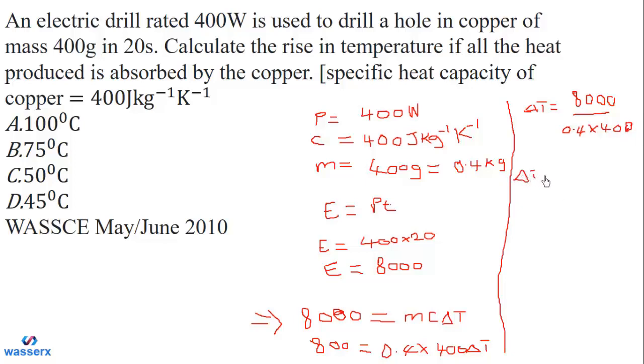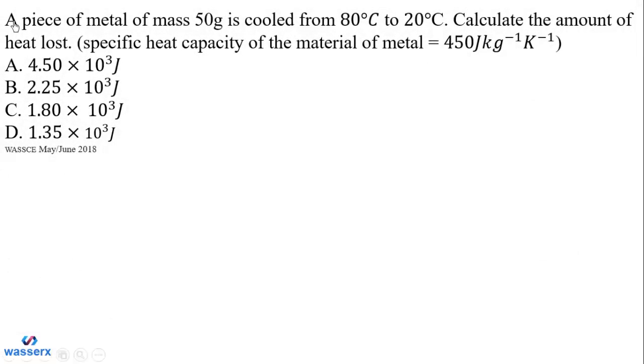So this means that the change in temperature is equal to 50 degrees Celsius. Therefore, the correct answer is option C. A piece of metal of mass 50 grams is cooled from 80 degrees Celsius to 20 degrees Celsius. Calculate the amount of heat loss. The specific heat capacity of the material of the metal is 450 joules per kilogram per Kelvin.